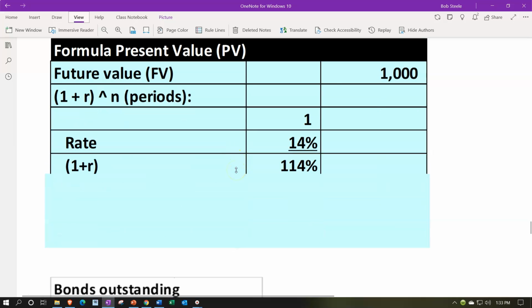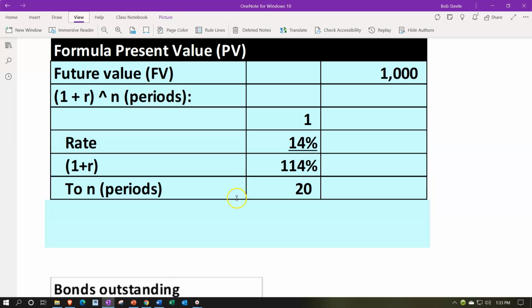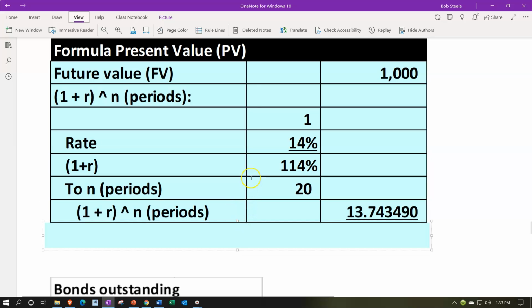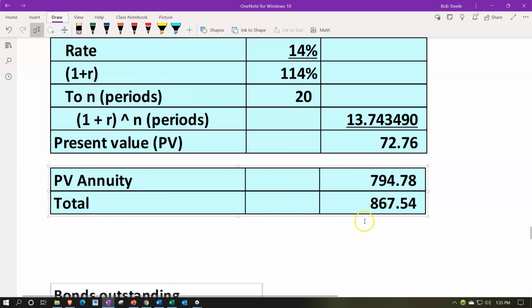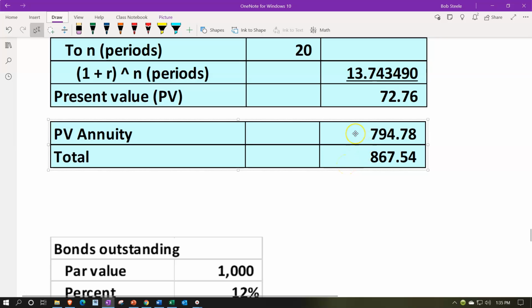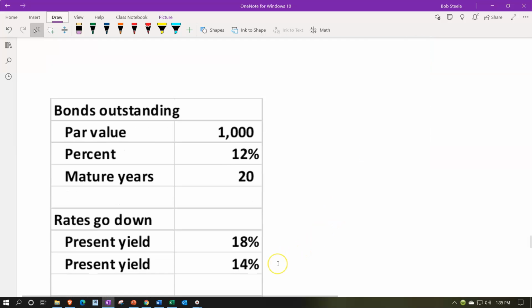That adds up to 1.14, or 114%, to the power of 20, caret 20. And then 1.14 to the power of 20 is 13.743490. Then we take the numerator over the denominator, which gives us 72.76. If we add that amount to what we got from the annuity calculation, 794.78, plus the 72.76, gives us 867.54. That is the price we would be considering at this change in the market value.